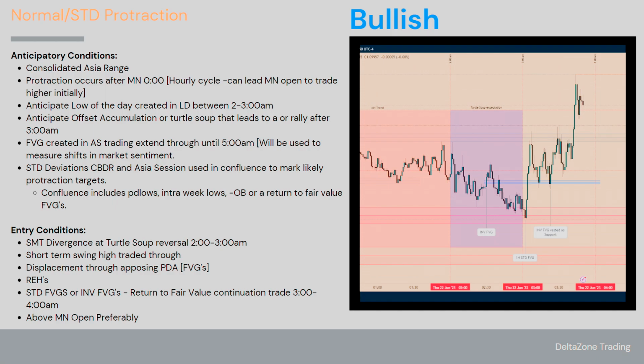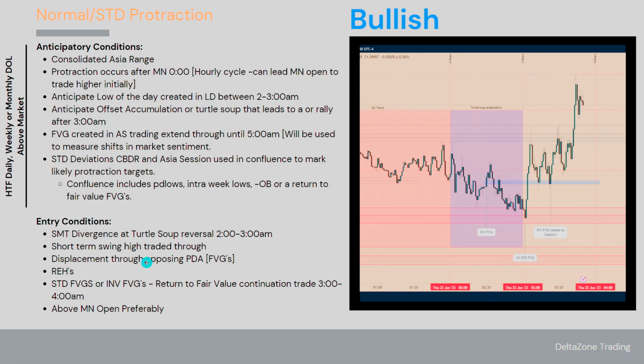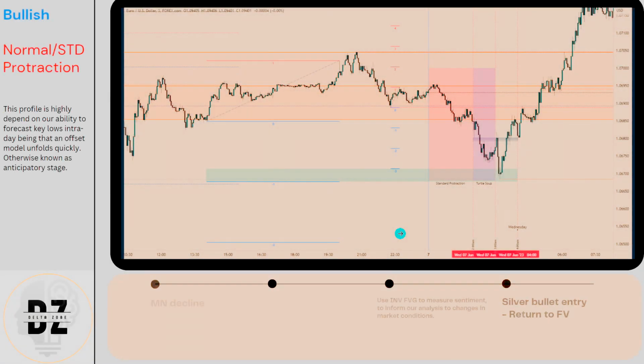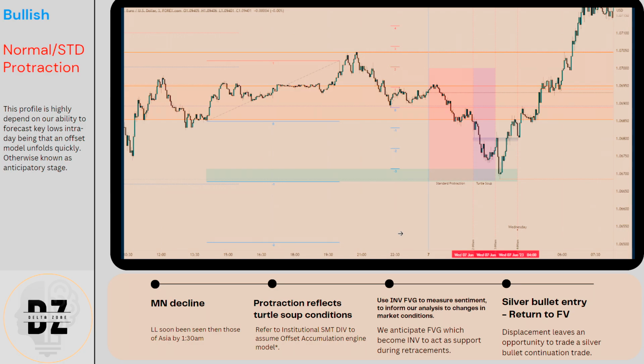All this should be considered in reference to the midnight price. So any trades that form above the midnight opening price are considered preferable. With these conditions in mind then, let's go ahead and look at the first example of the bullish normal protraction.